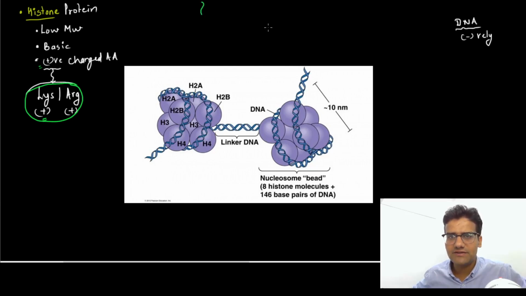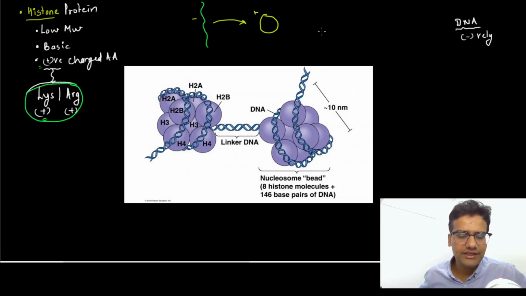So if we have this DNA and we have a histone protein, this DNA can be easily folded because this is the negative charge and this is the positive charge, and because of the opposite nature of the charge, both attract each other. So this DNA gets folded around this positively charged amino acid. If you have a look, this DNA is folded around this ball-like structure of histone protein. So this is the histone protein, this is the DNA.